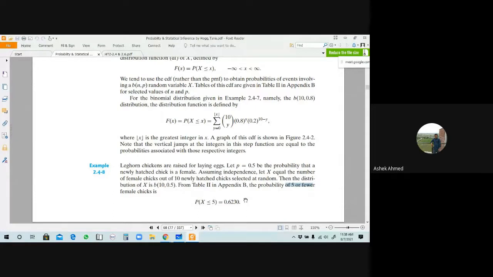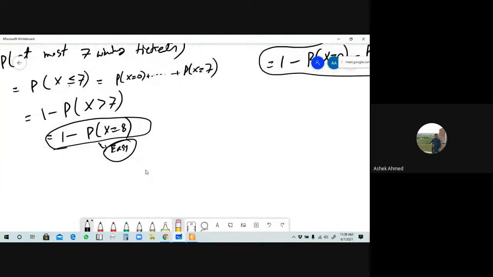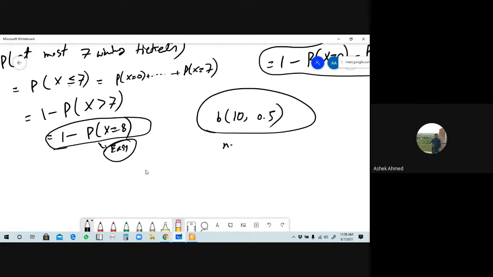But in this problem there is given b(10, p). What do you mean by b(10, 0.5)? In that case you have to remember that the value of n is 10 and p is 0.5. We have to find the probability of 5 or fewer females, that will be the probability of x less than or equal to 5, okay.